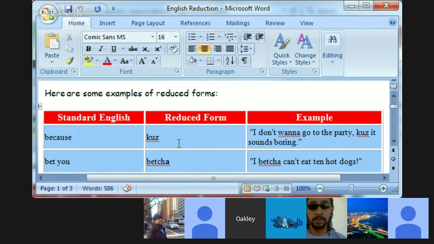Okay. Let's take a look at these reduced forms. Many of the examples are going to include more than the primary reduced form we're practicing. So keep that in mind as you're reading the example and trying it out.